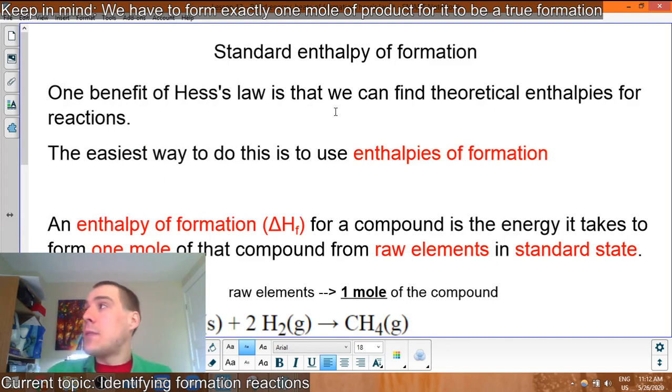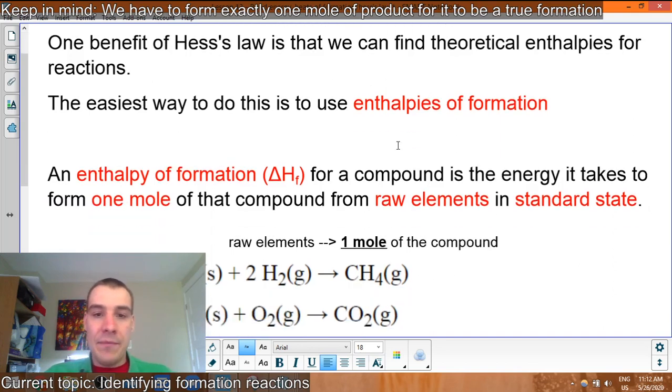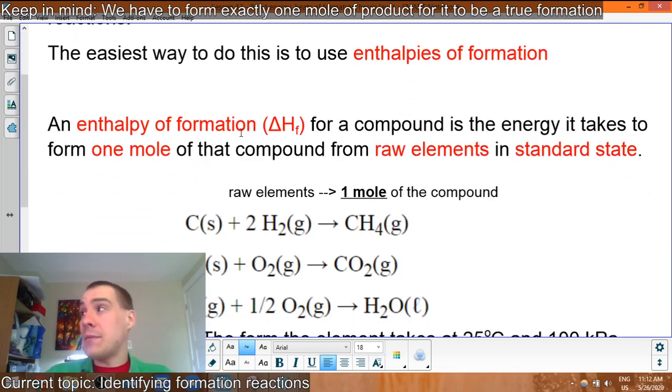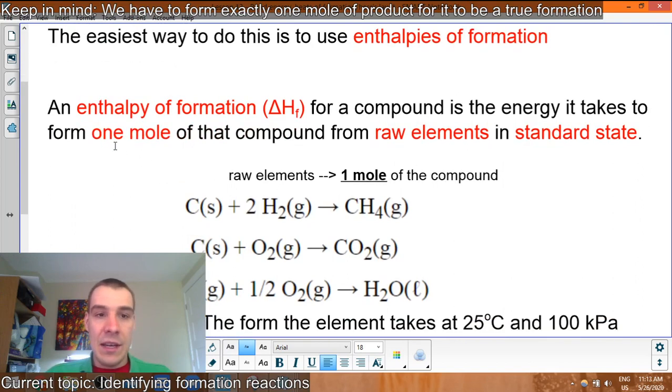Getting into it, one benefit of Hess's law is that we can use it to find theoretical enthalpies of reaction. And one of the theoretical enthalpies that we really like to find is called the enthalpy of formation. So we're looking for a formation reaction. This is a new type of reaction you might not have heard of before. That type of reaction is a reaction that makes 1 mole of a compound from raw elements.